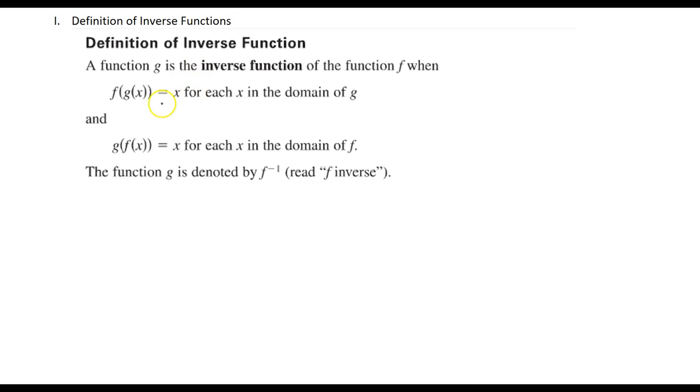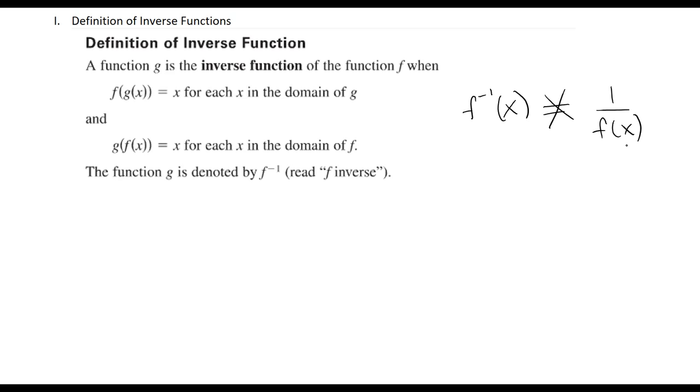A function g is the inverse function of the function f when f evaluated at g of x is equal to x for each x in the domain of g, and when g of f of x is equal to x for each x in the domain of f, and the function g is denoted by f with this -1 power here, but that's read f inverse. So one thing that's important to note here, just notationally, f inverse of x is not 1 over f of x. That does not mean the same thing. So don't read too much into the -1, it's just a notation.